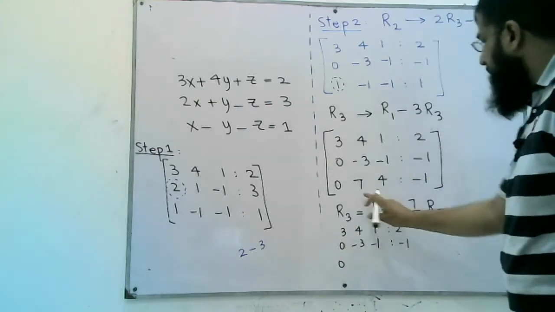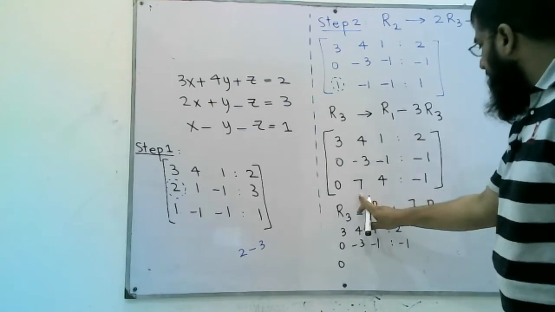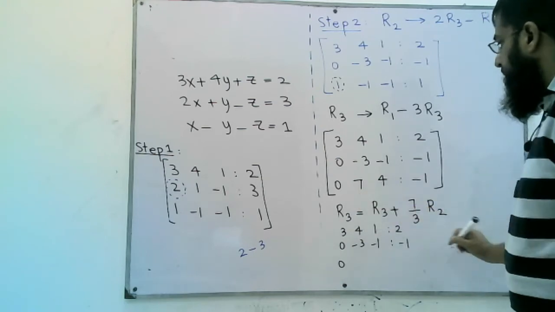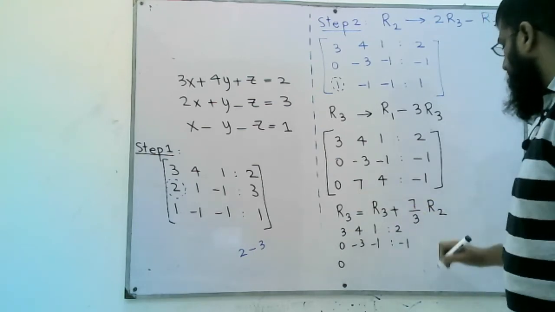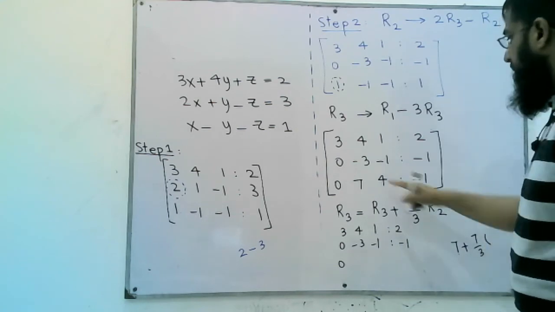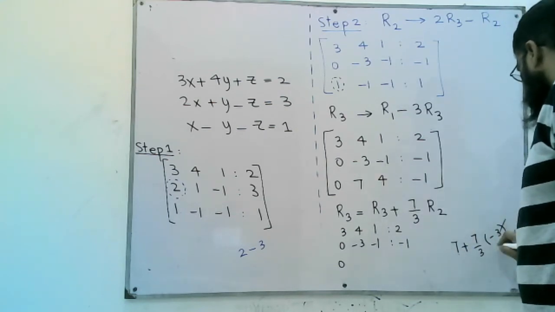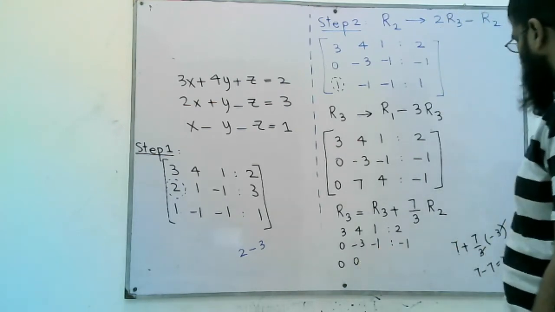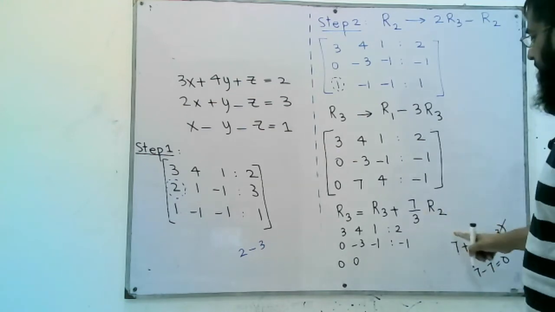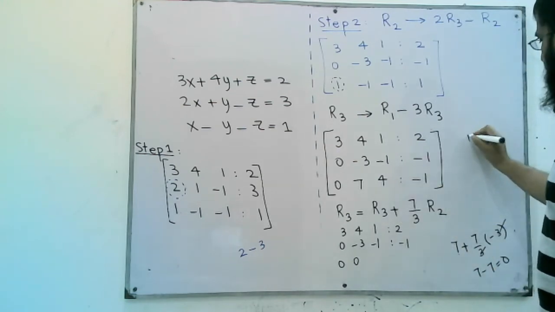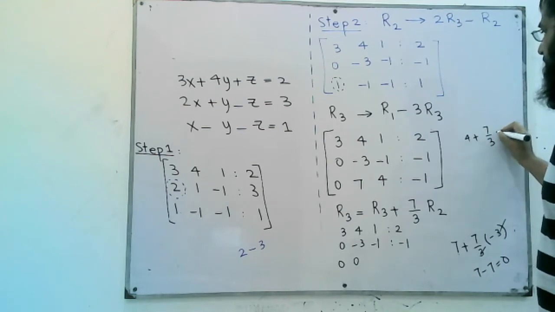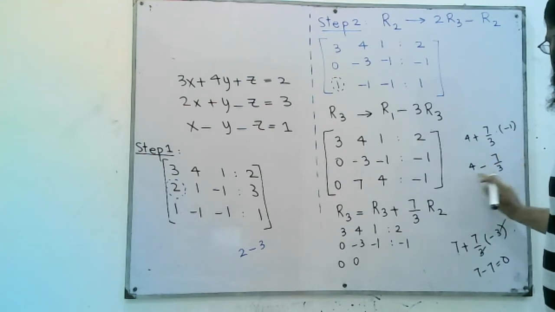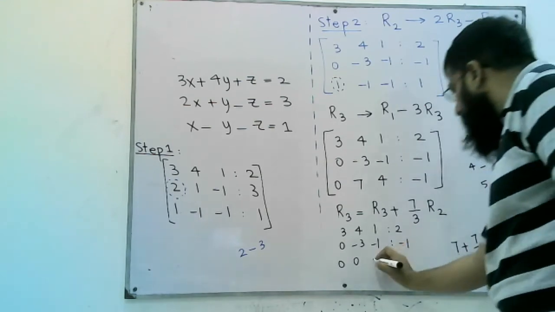Next, for the second column, R3 plus 7 by 3 R2. R3 is 7 plus 7 by 3 times R2. R2 is minus 3. So this 3 cancels with this 3, 7 minus 7. This also comes out to be 0. And then R3 plus 7 by 3 R2. R3 is 4 plus 7 by 3 times R2 is minus 1. So 4 minus 7 by 3. 4 is 12 minus 7, 5 over 3.